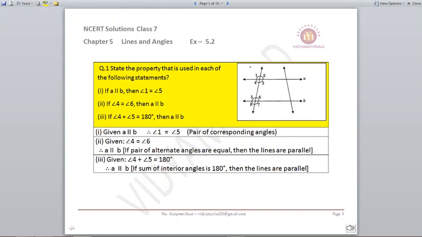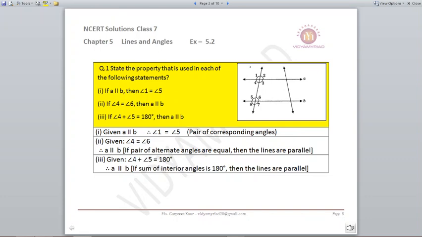Now, if angle 4 is equal to angle 6, then A is parallel to B. Here if you see, 4 and 6 are alternate angles. They are crossing each other. Your 3 will be equal to 5, and your 4 is equal to 6. They are forming alternate angles. They will be equal, then the lines will be parallel. They are telling us 4 is equal to 6.